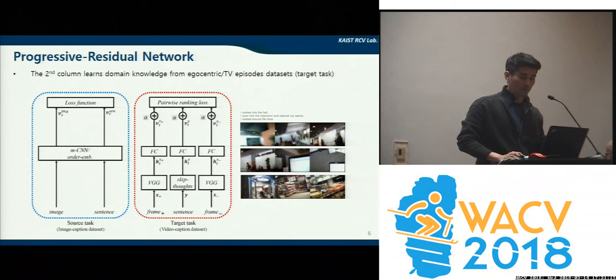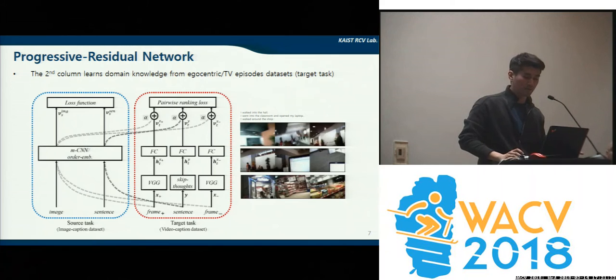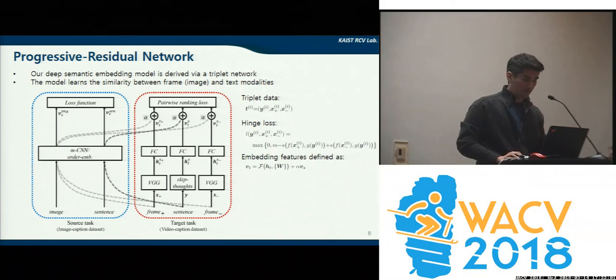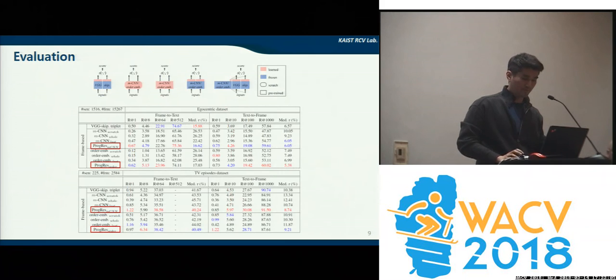The second column is a triplet network with pairwise ranking loss, where these video frames were converted to VGG features and the sentences into skip thought vectors. Now, when we train the second column, we freeze the weights of the first column and transfer the features generated from the first column to be added before being fed to the pairwise ranking loss of the second column. This is where our model gets the name progressive residual networks, since we first learned the semantic matching between the text and the images in the first column and progressively learn the residual visual domain knowledge in the second column. This is the math. If you are interested, come to our poster.